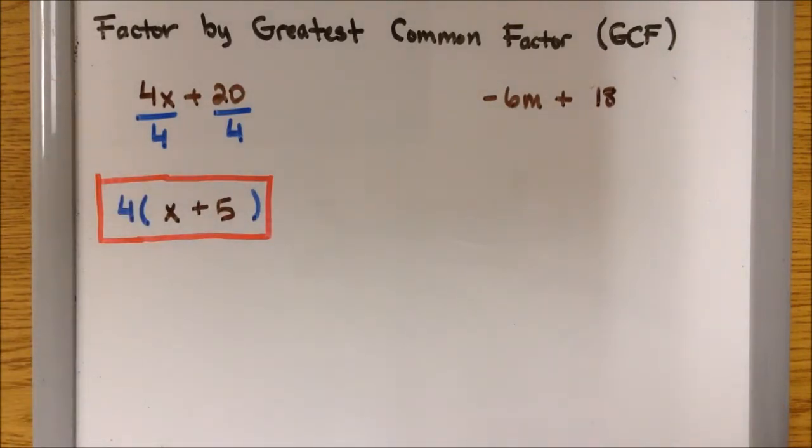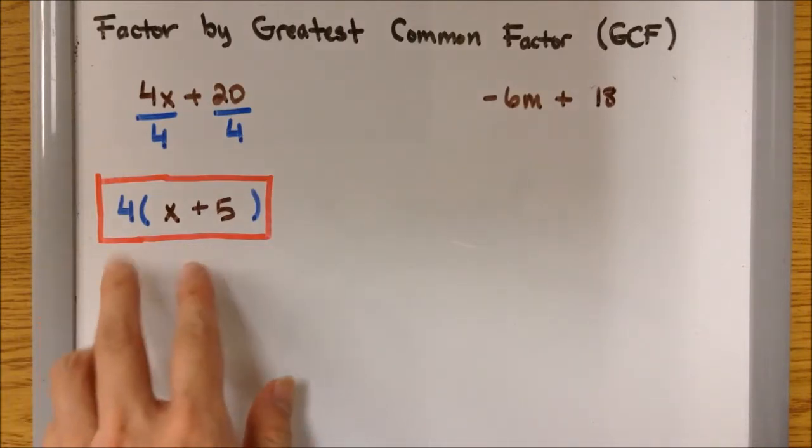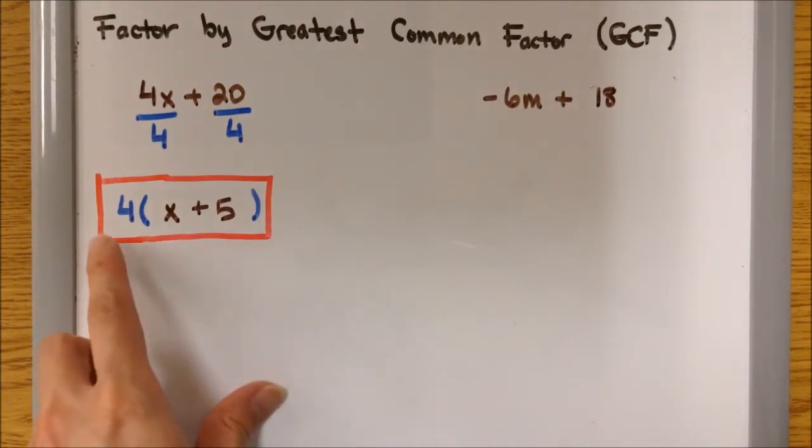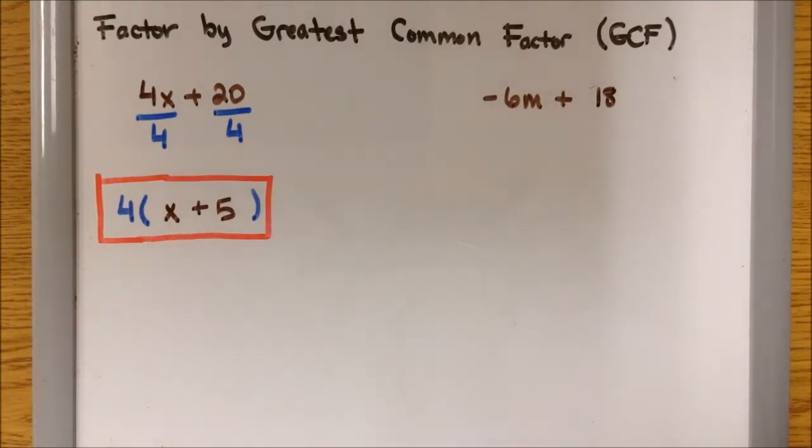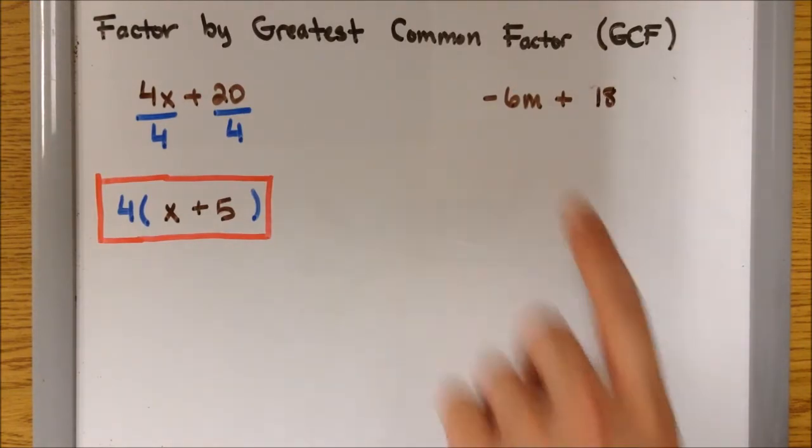You're just factoring to break it down into smaller, simpler parts. You have two parts, and your simpler parts are 4 and x plus 5. Next, we're going to talk about this one.